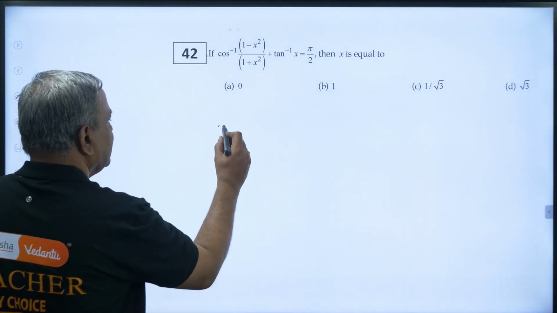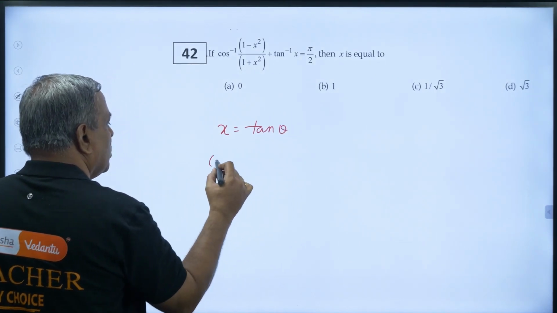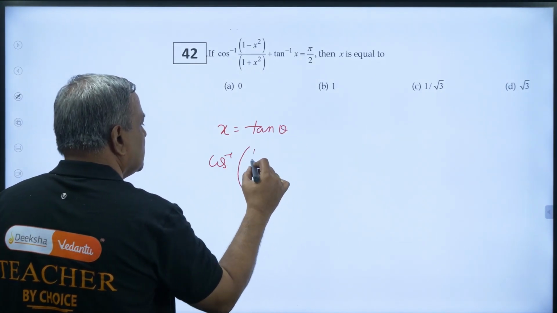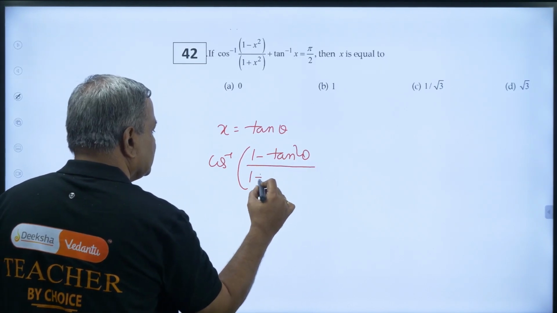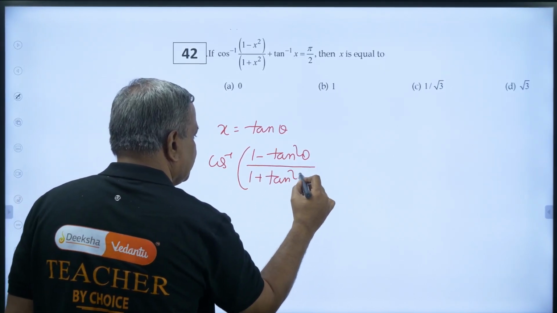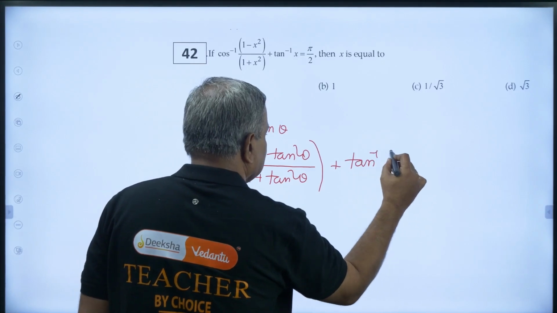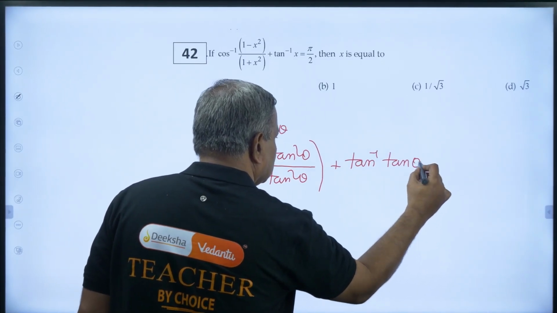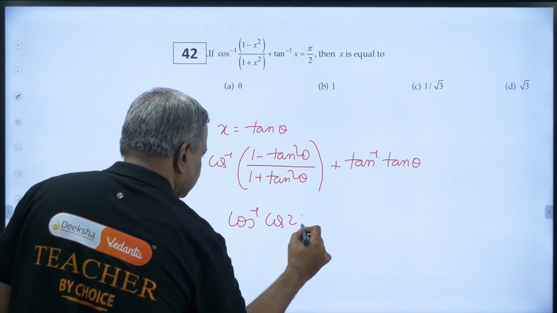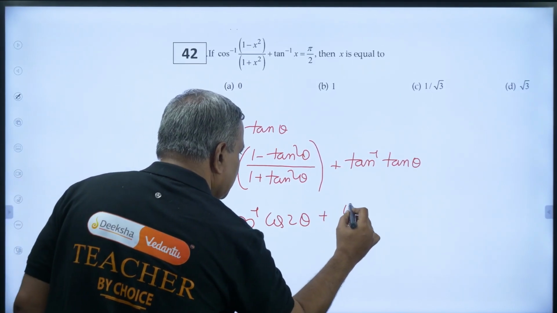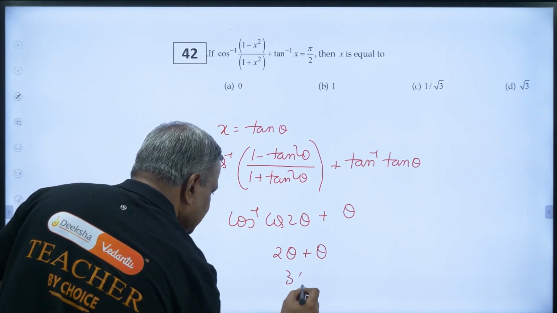Okay, x equal to tan theta. So what we get? Cos inverse of 1 minus tan square theta by 1 plus tan square theta, plus tan inverse tan theta. This will give you cos inverse cos 2 theta plus theta. So 2 theta plus theta will give you 3 theta.